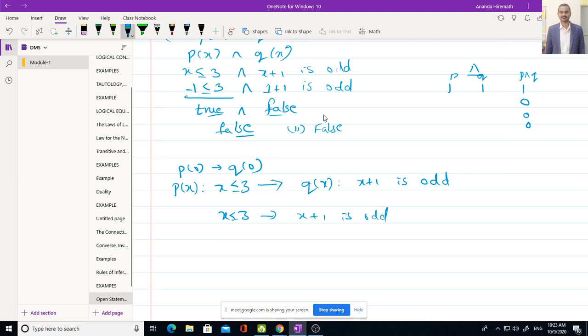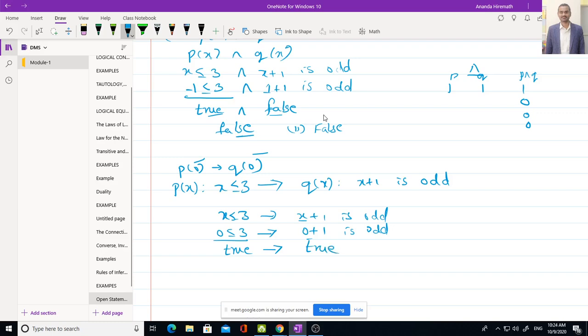Now in this case, x should be replaced by 0 in both cases, in case of p of x as well as in case of q of x. So 0 less than or equal to 3 conditional 0 plus 1, because x is again replaced by 0. 0 plus 1 is odd. If you consider this statement 0 less than or equal to 3, it will be true. Then conditional as it is. 0 plus 1, that is 1 is odd, it is also true.